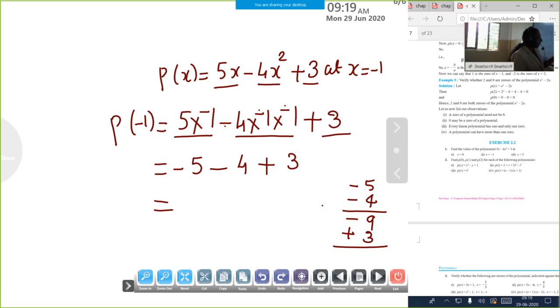And the third expression is plus 3. What is negative sign, positive sign, two different signs? You need to subtract them. 9 minus 3 is 6. And put the sign of the bigger number, minus 6. So what is our final answer? When you solve this, our answer is minus 6. This way solve it. P of minus 1 equals minus 6. Okay.